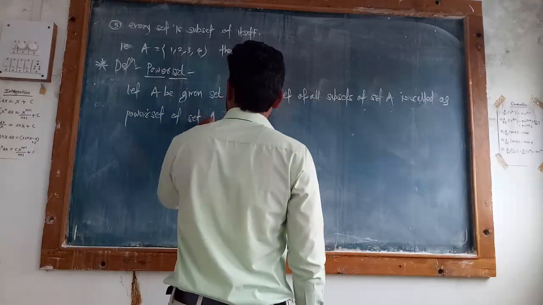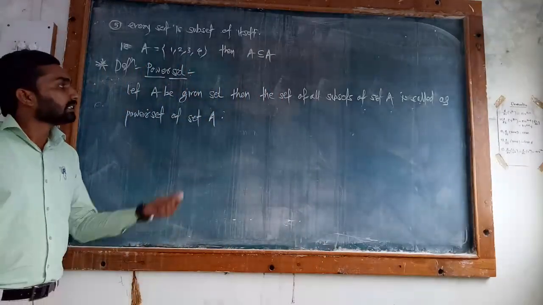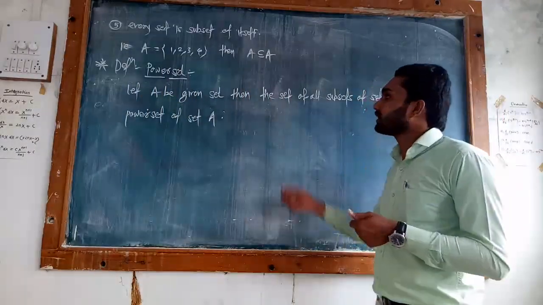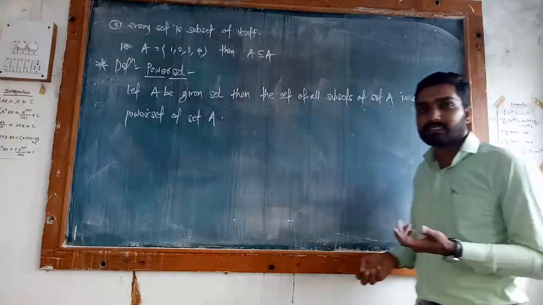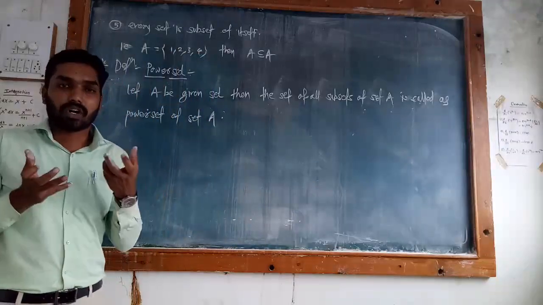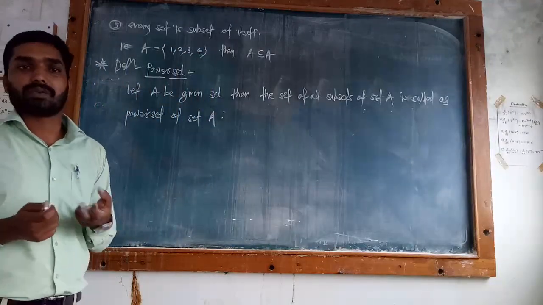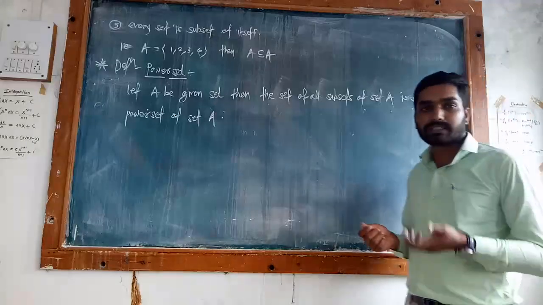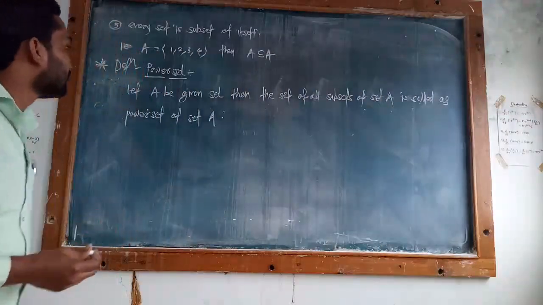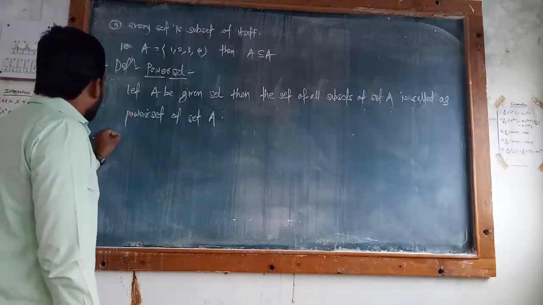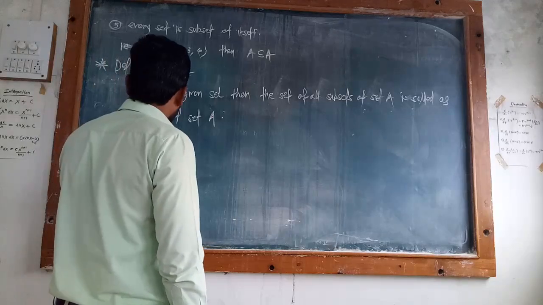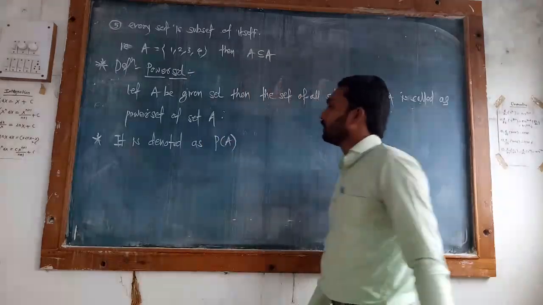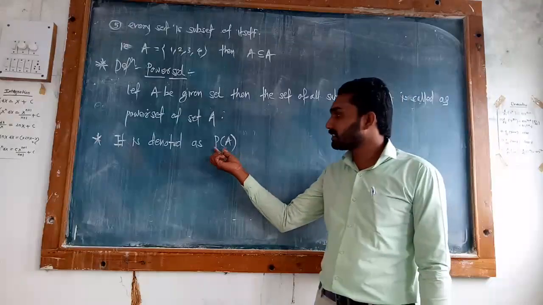What is the power set? Suppose capital A is a given set, then the collection of all subsets of that set A is called the power set of that set A. It is denoted as P of A. What is the power set? Power set is denoted as P of A.